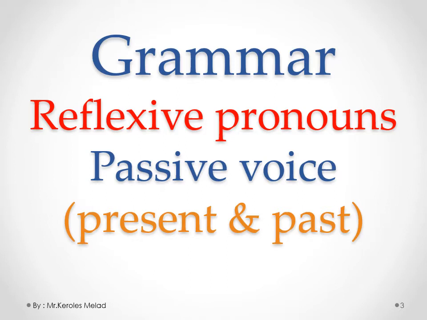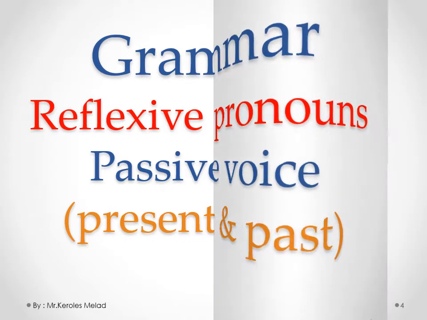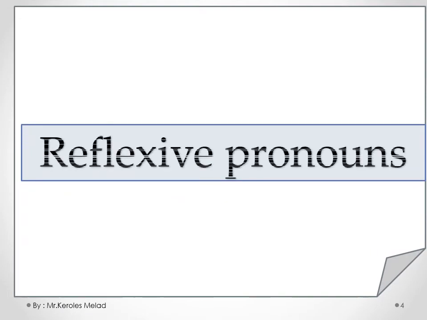Today we are going to explain Unit 6 grammar points. It talks about reflexive pronouns and passive voice for present and past simple. Let's start with the reflexive pronoun.